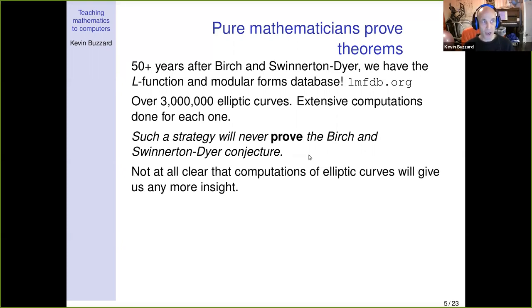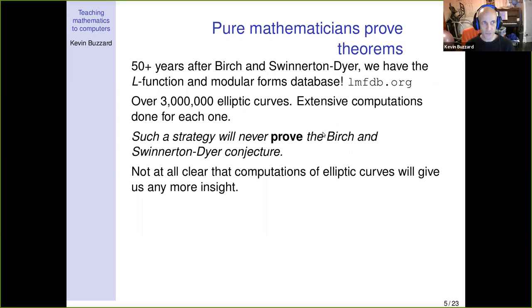And you see, the people I know that are working on trying to prove the Birch and Swinnerton-Dyer conjecture, they don't use this database, right? The database is no use to them. The database is useful for other things, but it's not useful for proving the Birch and Swinnerton-Dyer conjecture because you can't check it for all elliptic curves because there's infinitely many.